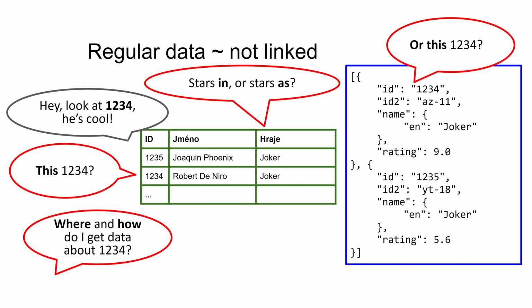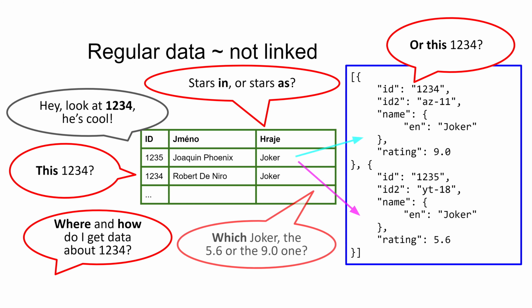Finally, when we clear up the meaning and we say, okay, this means that the actor plays in a movie, there is a problem because in the other data set we have movies and IDs, but in this data set we have only the movie name, and at the same time we have two movies with the same name in the other data set, and it is not clear to which movie we actually link to.